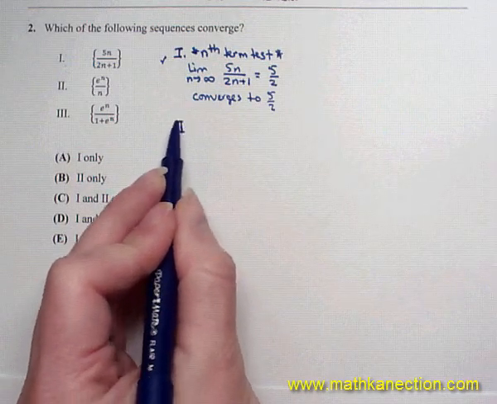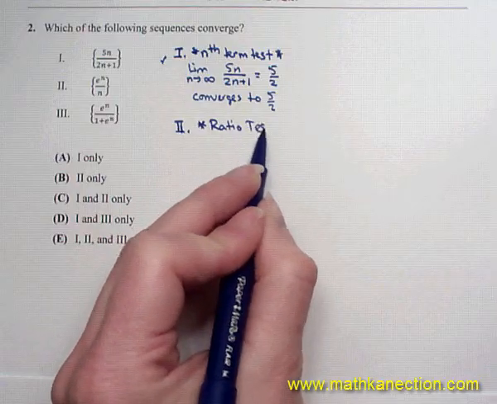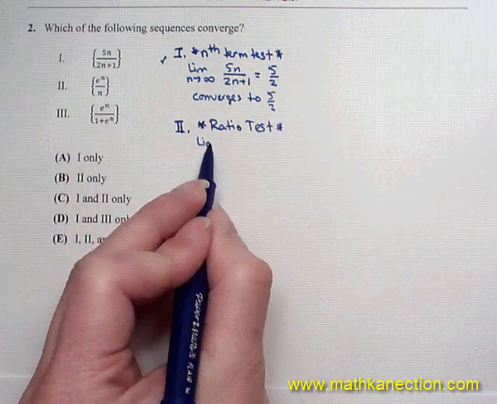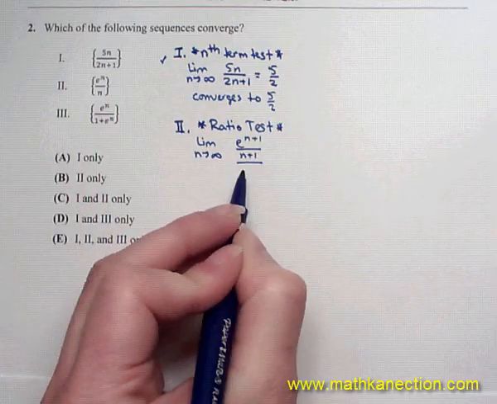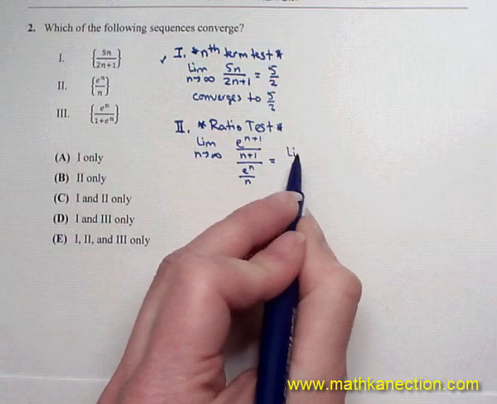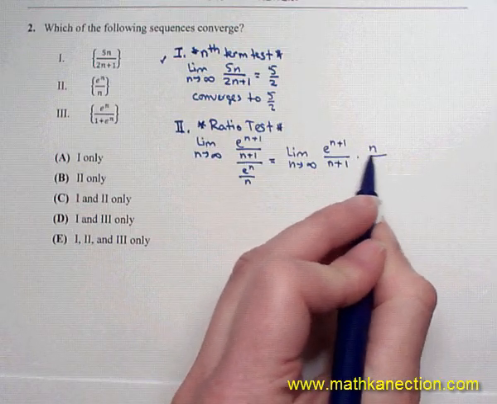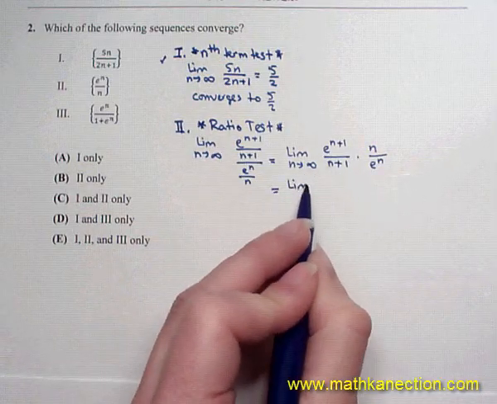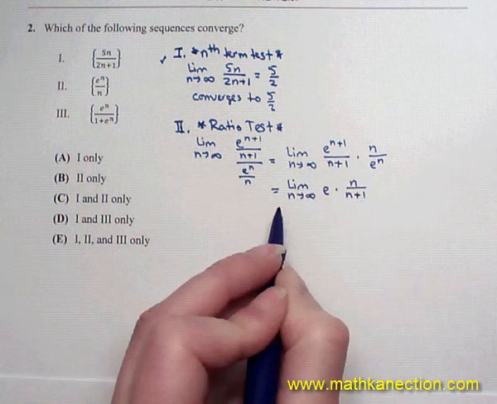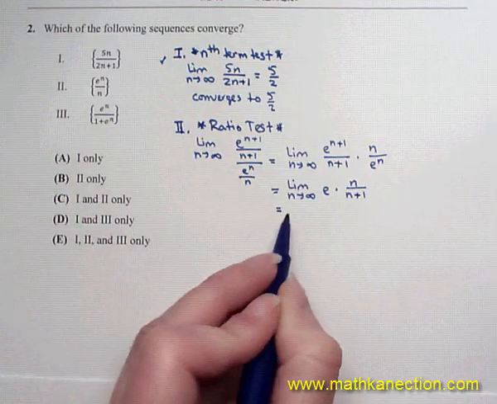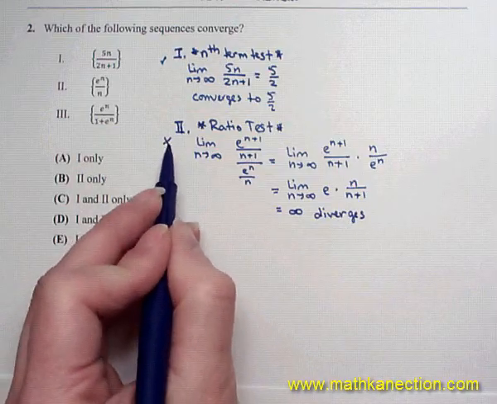The second one, looking at the ratio test, we have the limit as n approaches infinity of e to the n plus 1 over n plus 1 over e to the n over n, the a sub n plus 1 term over the a sub n term. So that's e to the n plus 1 over n plus 1 times n over e to the n, which simplifies to make limit as n goes to infinity of e times n over n plus 1, which is equal to infinity. So therefore that sequence diverges.